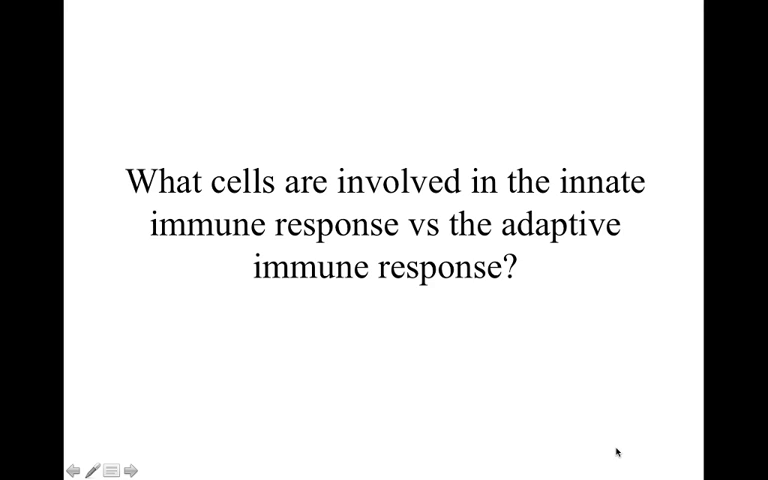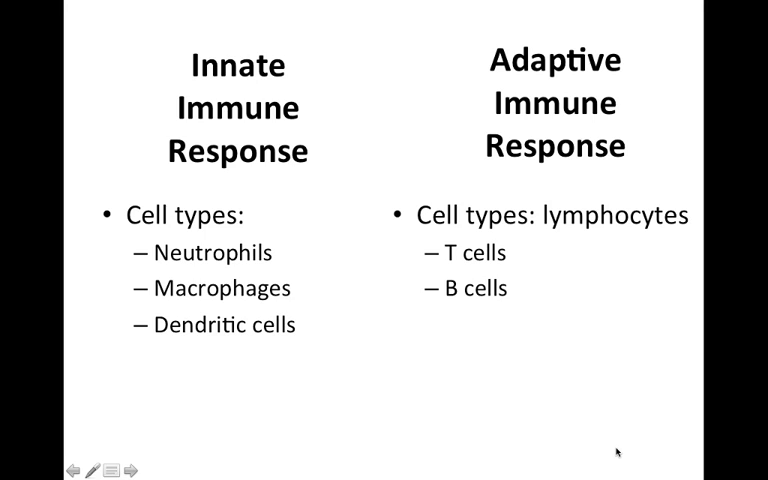What cells are involved in the innate immune response versus the adaptive immune response? So we looked at a lot of cells, and you will need to know all of them. This is a highlight of a few of the major ones. In the innate immune response, some of the major players that we looked at were phagocytic cells such as neutrophils and macrophages. They're really good at phagocytosing, which means eating and destroying microbes that they find.